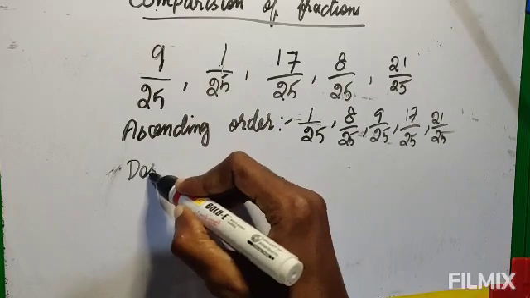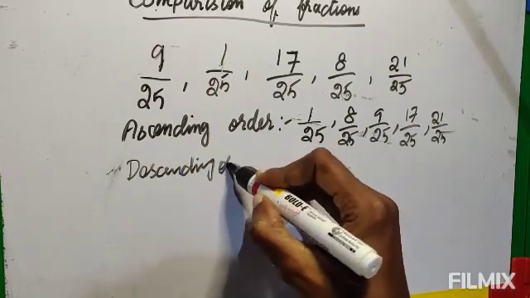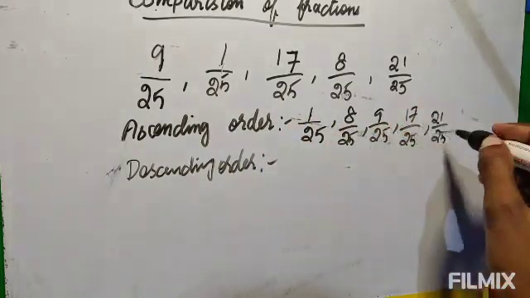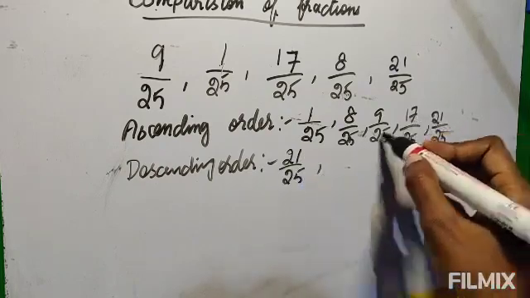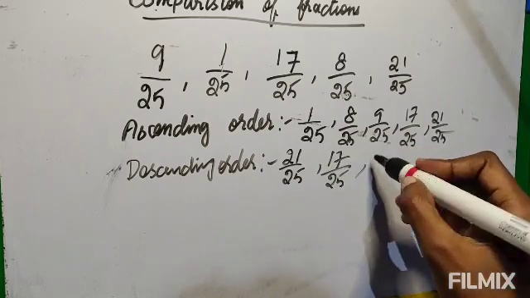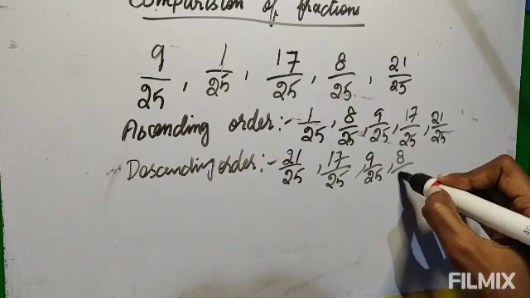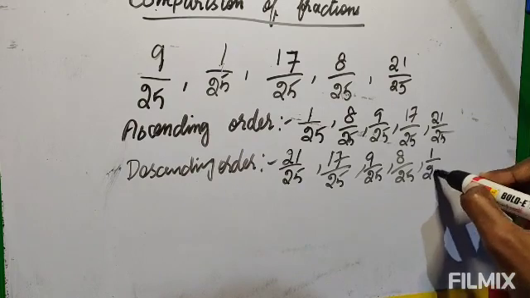So next write the descending order. So descending order is big to small. Okay, so from here you have to write bigger one is 21 by 25. Then next one is 17, smaller. Now smaller than 17, 9. So 9 by 25. Smaller than 9, 8. 8 by 25, smaller than 8, 1 is there, 1 by 25.